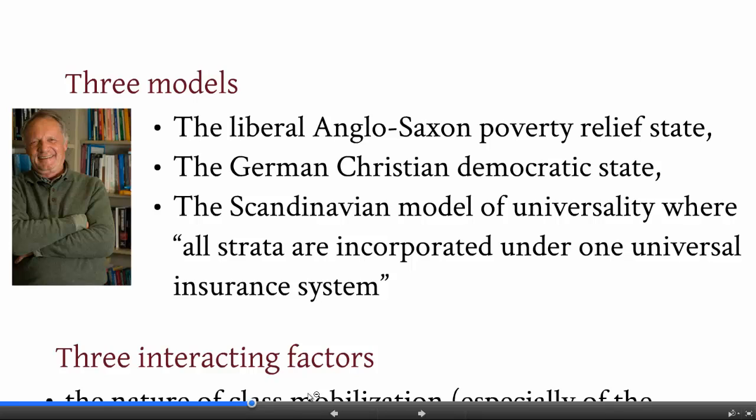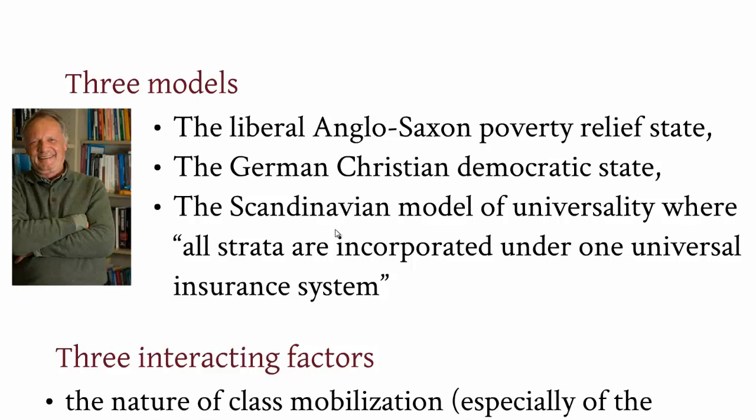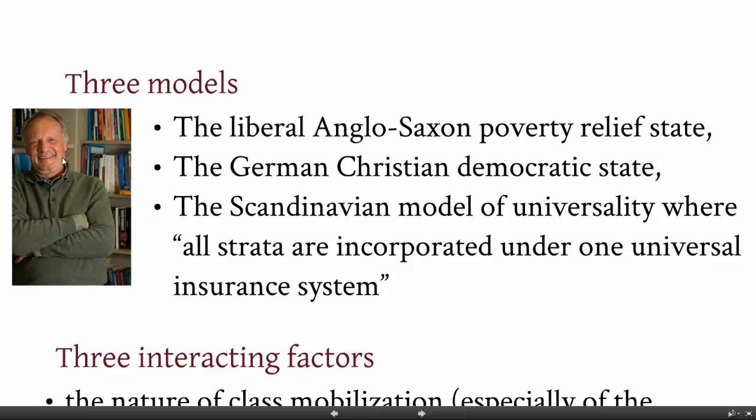So what is he saying to us, Esping-Andersen? Well, he is saying that there are really three classical types of welfare state models out there. First is the liberal Anglo-Saxon poverty relief state. The second is the German Christian democratic state, and the third is the Scandinavian model of universality, where, and I quote, all strata are incorporated under one universal insurance system. That's the three, and this is Esping-Andersen here. That's the three main types.